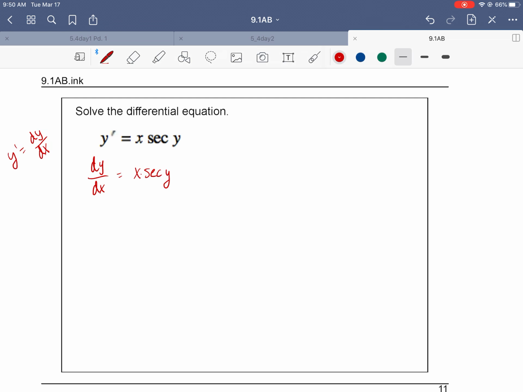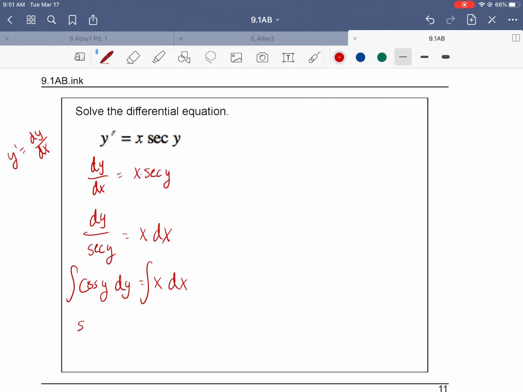Remember, the secant has y inside of it, so therefore the secant and the y will always stay together. The x with the secant is multiplication. So I'm going to multiply by dx, and I'm going to divide by secant y. If I have a 1 over a secant, I really have a cosine. So cosine y dy equals x dx. Separated, I've written it as neatly as I can, and now I can integrate it.